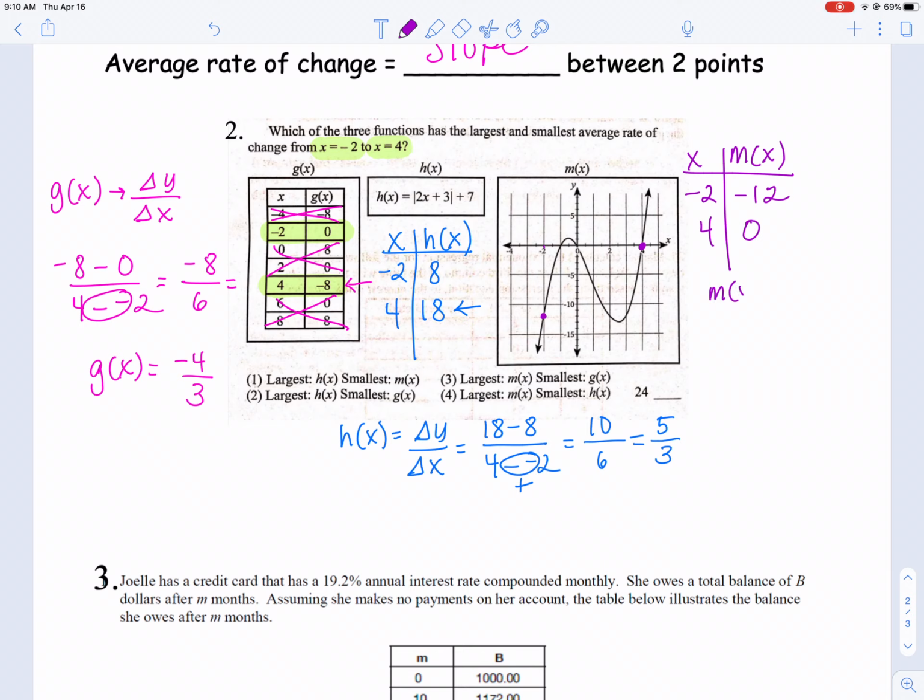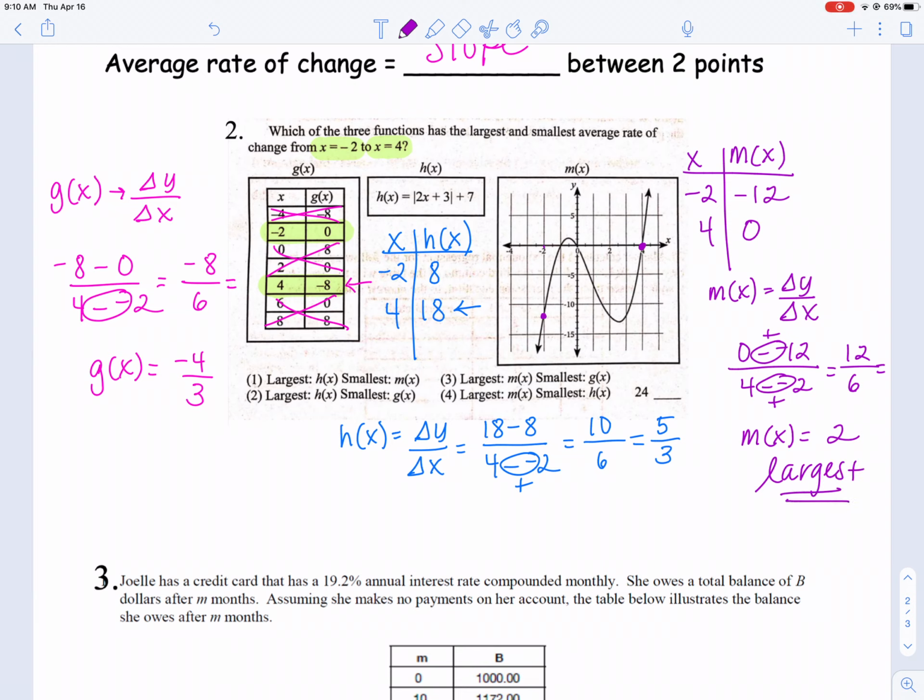So for m of x, let me do my change in y over my change in x. I would say 0 minus -12 over 4 minus -2. And when I add these together, I get 12 over, add these together, I get 6, which gives me an average rate of change for m of x of +2. So here, right here, no doubt, is your largest. Okay? Okay, so now which one is smaller?